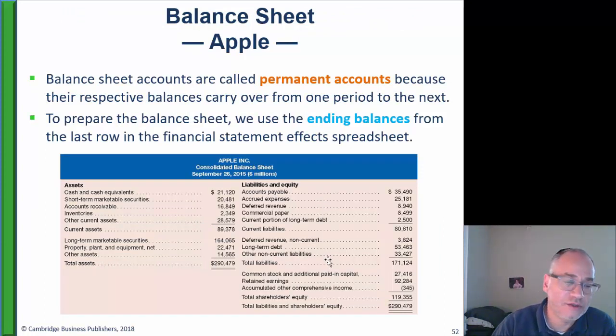And then you do all this to prepare the cash flow statement, which is really outside the scope of what we're doing today.